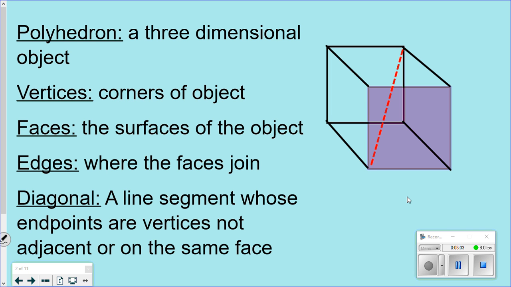The vertices are all the points on the 3D figure. So on here there's 8: 1, 2, 3, 4, 5, 6, 7, 8, all points. Then I have bases. Bases are like the flat surfaces. So if I look at this, my bases would be what shape? Squares, right?